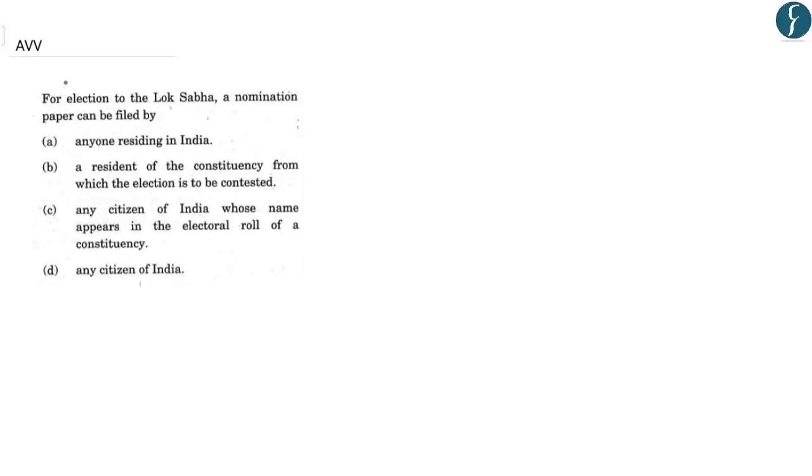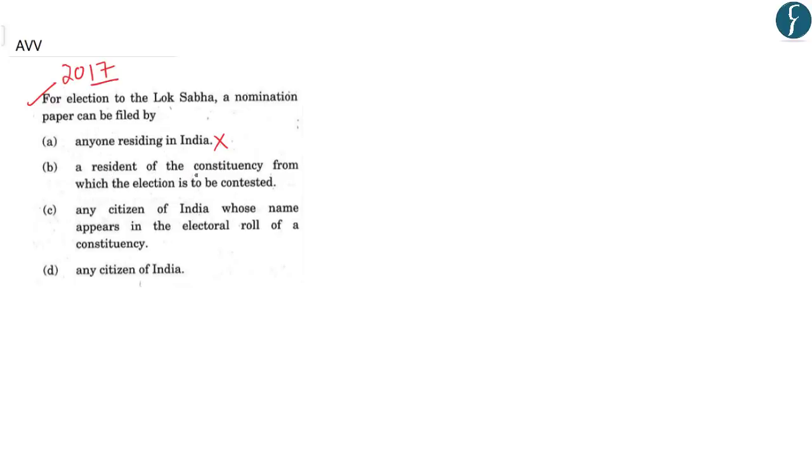Now coming back to the discussion of the questions, this question appeared in the 2017 prelims paper and the question reads, for election to the Lok Sabha, a nomination paper can be filed by. So essentially this question is asking who can contest an election to the Lok Sabha. The first option A, anyone residing in India, is incorrect. Foreigners who are residing in India are not allowed to contest elections. Only a citizen of India can contest elections.